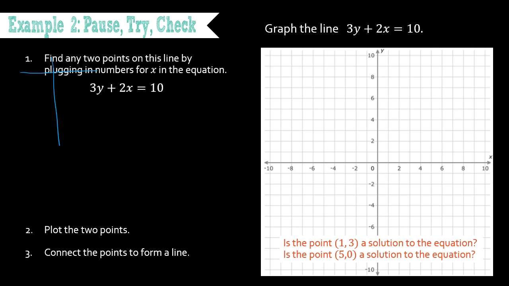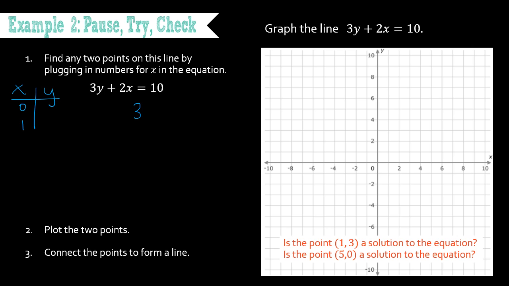So we're going to do the same thing we did before. We're going to find any 2 points on this line by plugging in numbers for x into the equation, just like we did. And I'm going to pick the same 2 points just to show you a couple things. So I've got my x and my y, and I'm going to use 0 and 1 just because I think they're easy to work with.